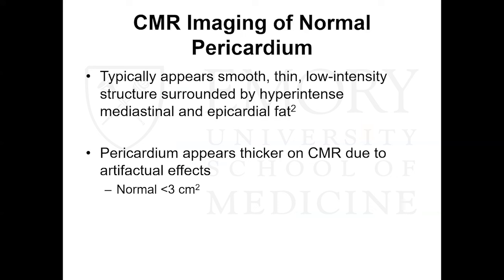So imaging of normal pericardium, just as a quick description, I'll show an image here in a second, typically appears as a smooth, thin, low intensity structure surrounded by hyperintense mediastinal and epicardial fat. It tends to appear thicker on CMR relative to echo or CT due to artifactual effects when sequencing with MR. Generally, it's normally described to be less than 3 centimeters, and that's considered to be normal.